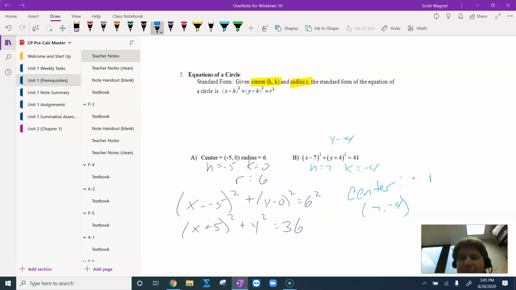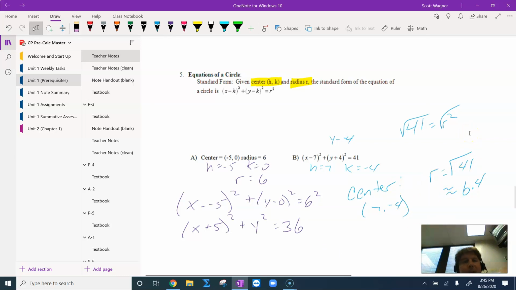How about the radius? Is the radius 41? No. 41 is really the radius squared. So to figure out the radius, you'd have to square root both sides. So the radius is the square root of 41. I don't know what that is, but you could use a calculator to approximate it. That's approximately 6.4. So you can find the center and the radius if you're given a particular equation.